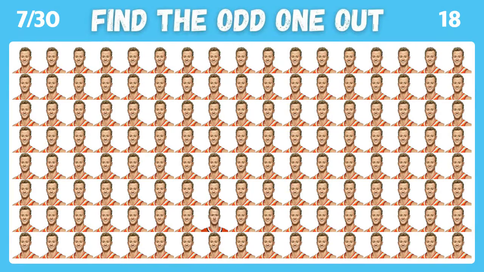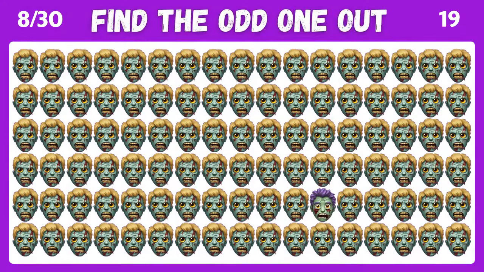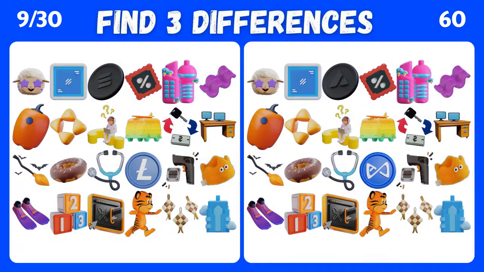Carefully and find the emoji that stands out. Impressive observation. There it is. Cast your keen eye and locate the emoji that stands out from the crowd. Marvelous! You spotted the odd one out. Find three differences.